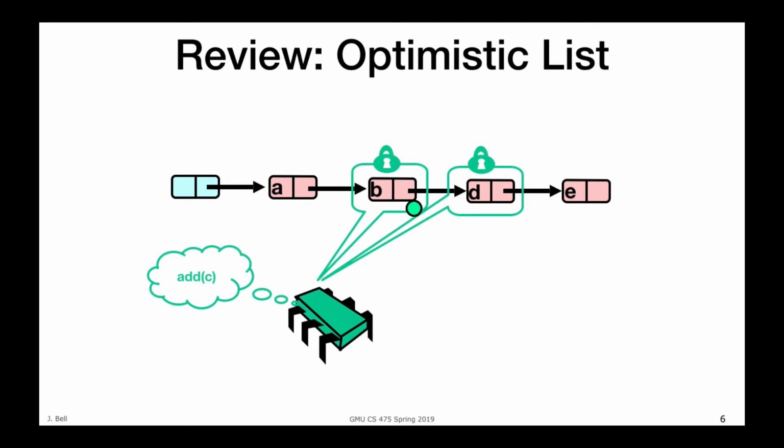And it's also going to check to make sure that B's successor is still D, that B still points directly to D. Because again, it could have happened that while we did not have the lock on B or D, some other thread came in and did something bad here.